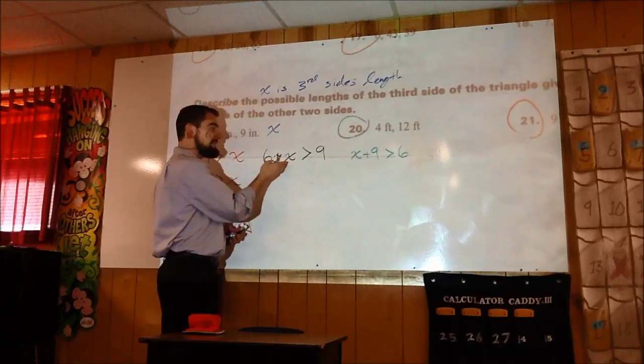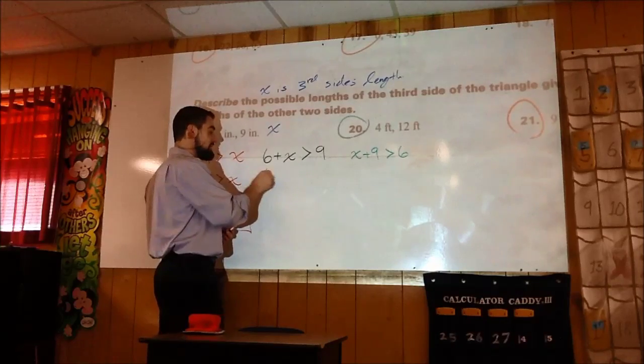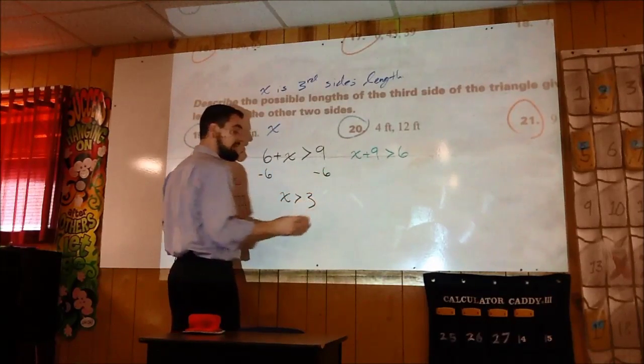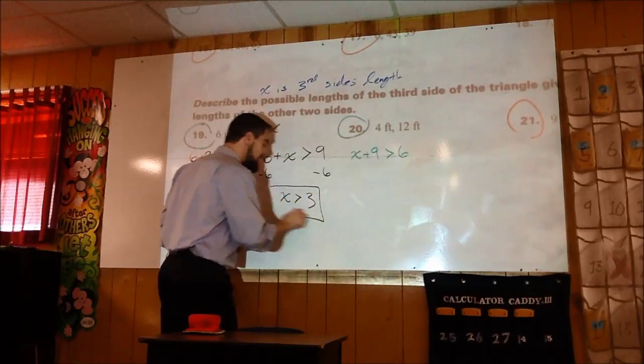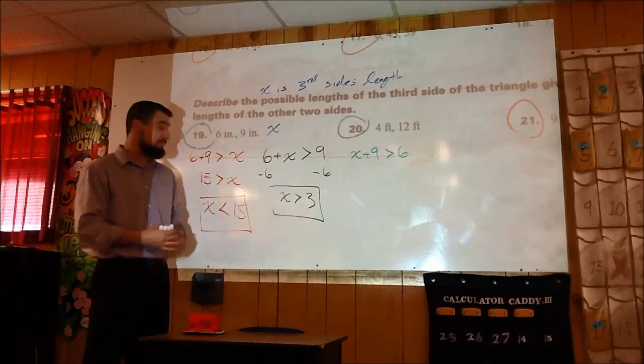I need to get x by itself. So what do I have to do on both sides of this inequality? Subtract 6. I'm going to do minus 6, minus 6. I've got x is greater than 3. So this gives me another insight into the value that this third side can be.